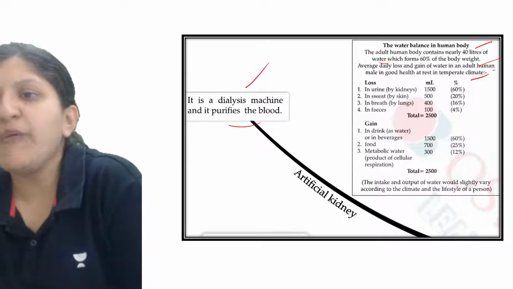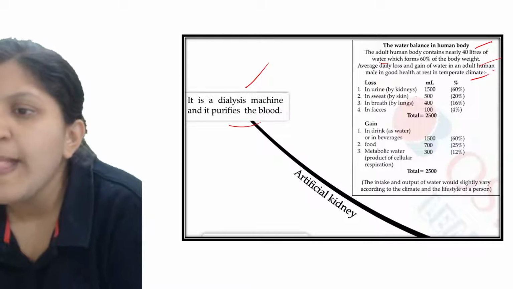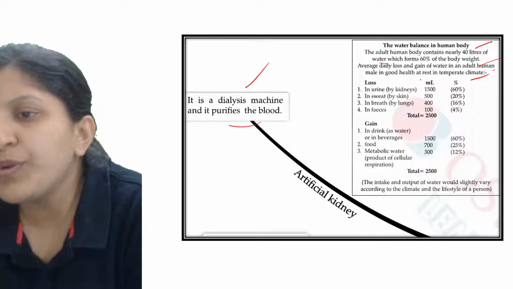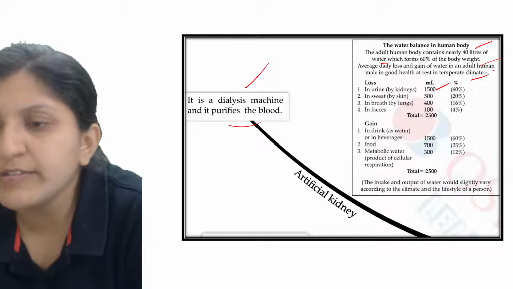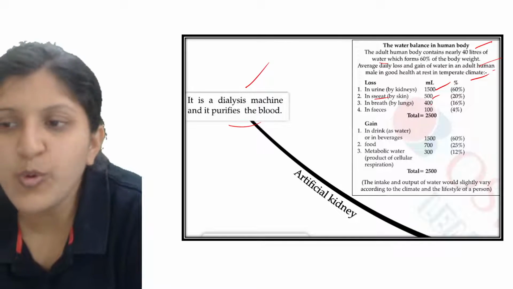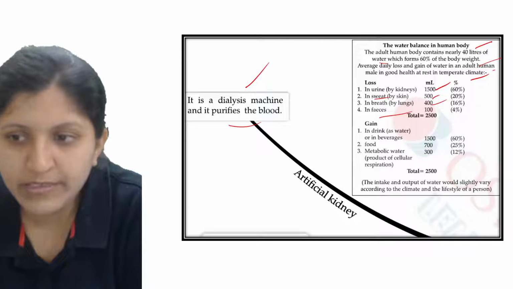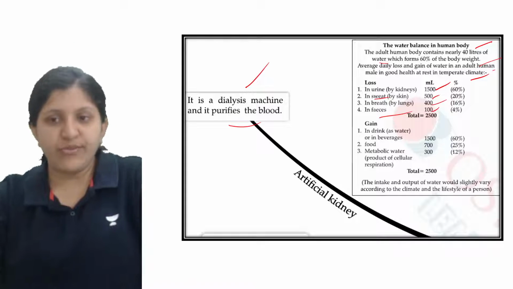Okay, so now with respect to the contents. Loss: urine by the kidneys is 1500 ml. In sweat it is about 500 ml, in breath about 400 ml, and in fecal material about 100 ml. So the total is 2500 ml.